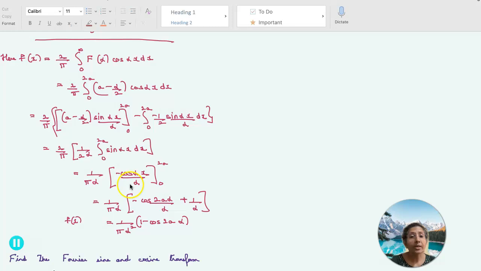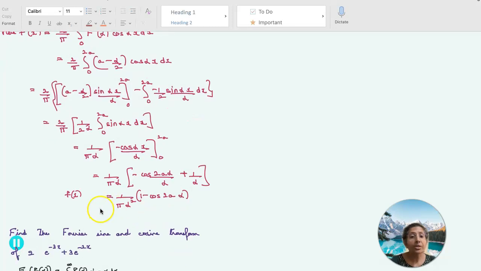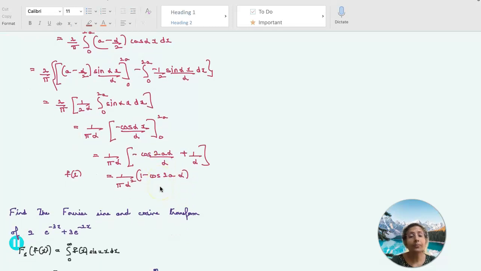Integral of sine alpha x is minus cos alpha x by alpha within the limit 0 to 2a. That is 1 by pi alpha, minus cos 2 alpha a by alpha, minus plus. You'll get 0, cos 0 is 1, 1 by alpha. So your f(x) becomes 1 by pi alpha squared, (1 minus cos 2a alpha), taking alpha out.